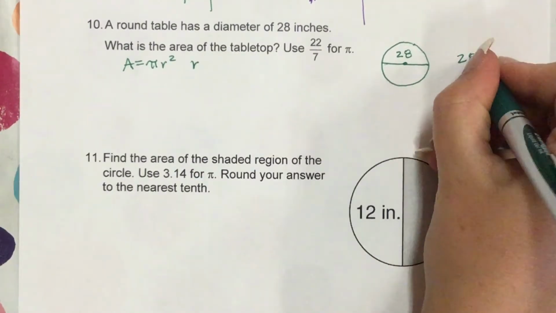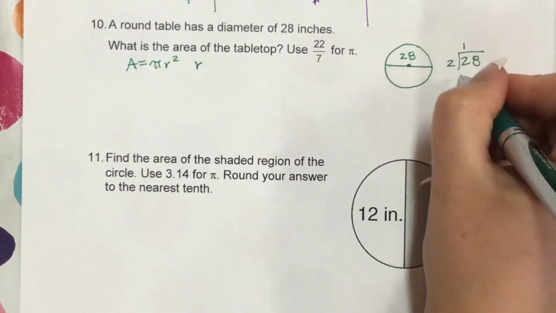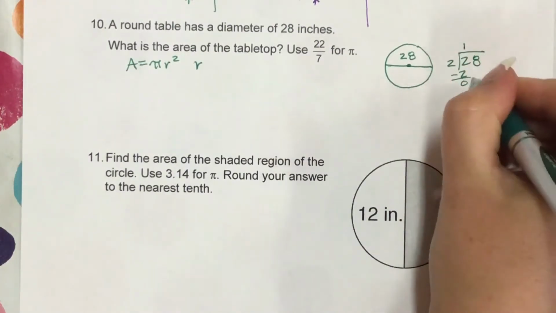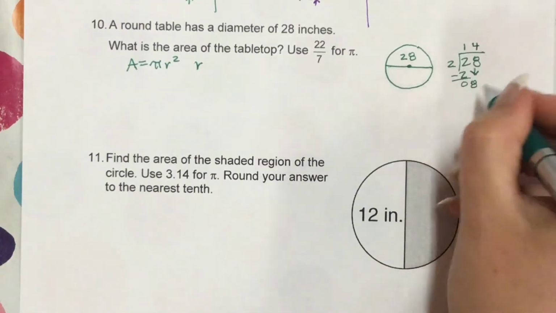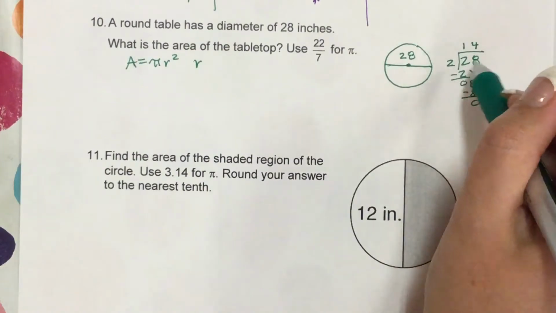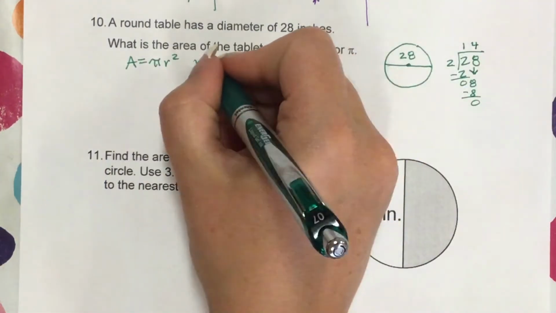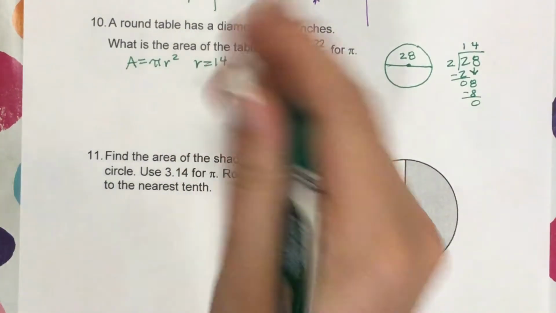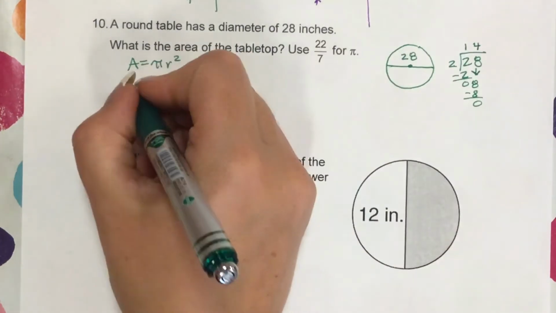Well, let's go ahead and just divide 28 by 2. 2 goes into 2 one time. 1 times 2 is 2. Take away, we drop it like it's hot. 2 goes into 8 4 times. 4 times 2 is 8 without any remainder. So we know that 2 goes into 28, or half of 28 would be 14. So the radius is 14. Perfect. We're going to go ahead and plug in our values.